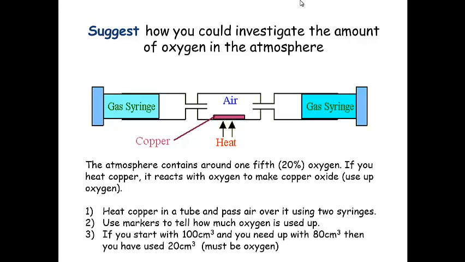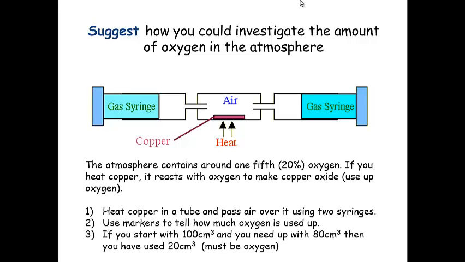So, the final thing we're going to look at is suggest how we could investigate the amount of oxygen in the atmosphere. One thing that you can do is you can do this in the laboratory, in your science classroom. You should be able to find that the atmosphere contains 1/5 oxygen, which is about 20%. So if you heat copper, it reacts with oxygen to make copper oxide. So it uses up the oxygen. So you can do this in an experiment.